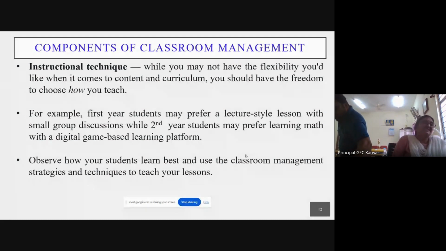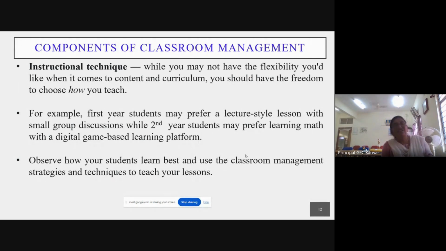For example, if I am taking class for first year students, the general lecture style lesson will be in a group, for the entire class, or we can create small groups. And second year students may prefer learning maths or some other class with a digital game-based learning platform. Like this, we need to try all such kinds of instructional techniques.